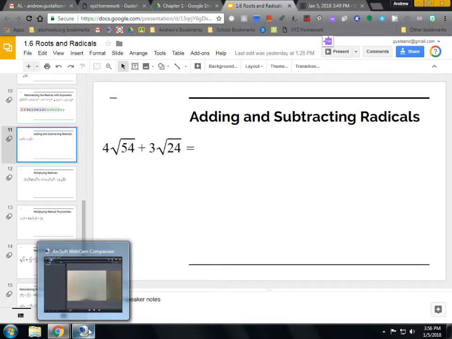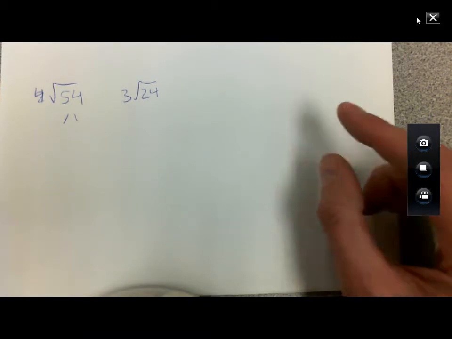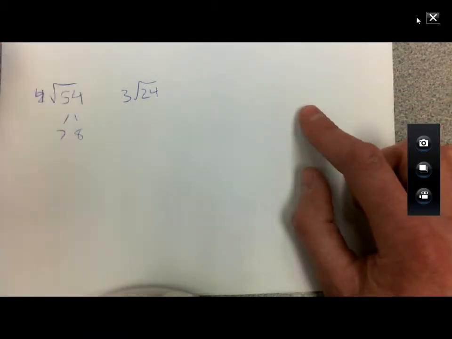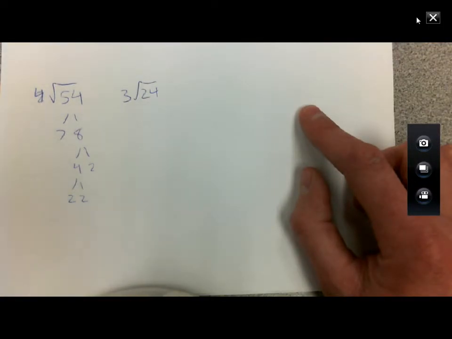So let's move over to our document camera. We're going to do 54 and 24 and see what we can make of those two radicals. All right, 54. Let's do a factor tree. So 54 is going to be what? 7 times 8. 7 times 8 is 54. 8 is going to be 4 and 2, 2 and 2. 7 is prime.